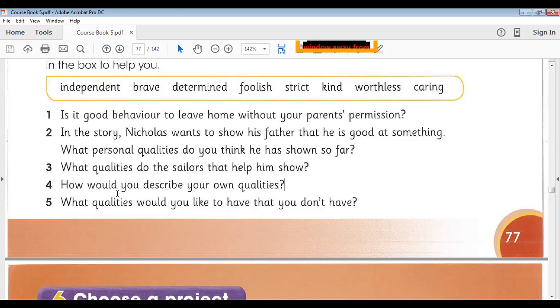How would you describe your own qualities? Then I asked them to describe. Students participated and described their own qualities. Then, what qualities would you like to have that you don't have? They said that they want to be independent, brave, and kind and caring. All good qualities students mentioned, and they want to have them. They already have some of them and they want to have more in their personality.